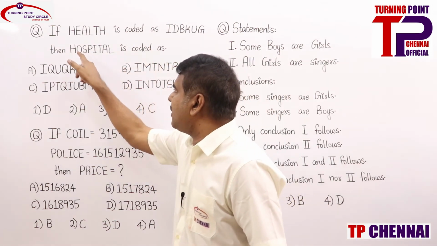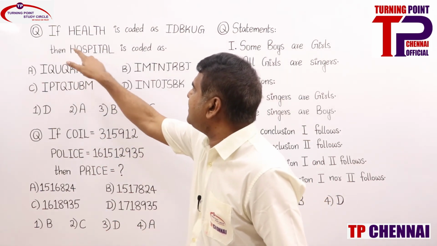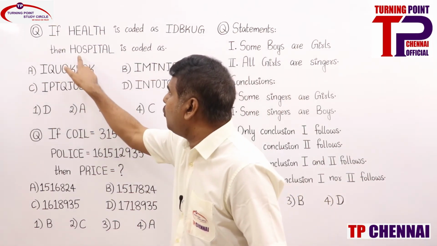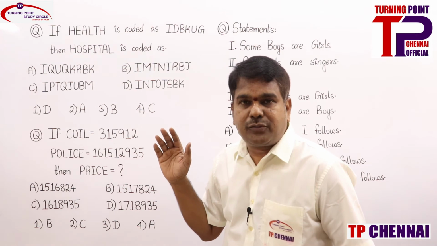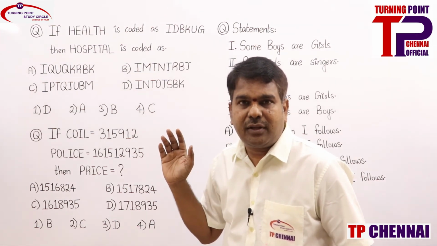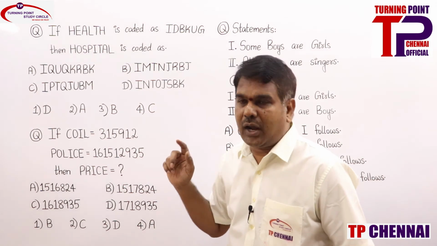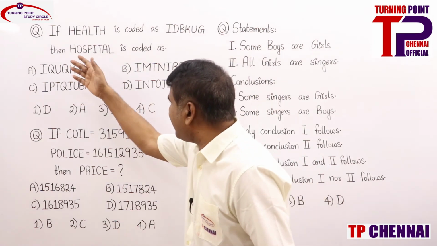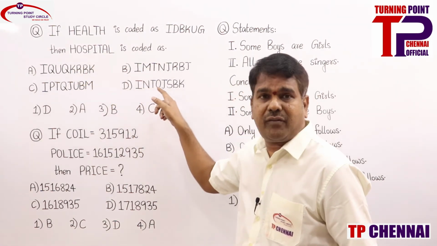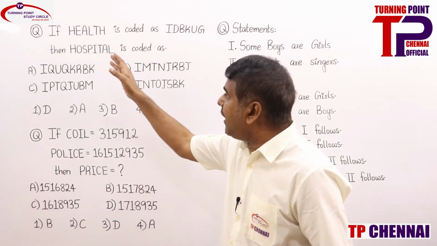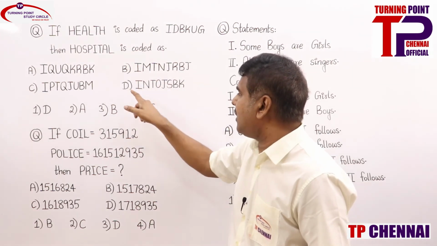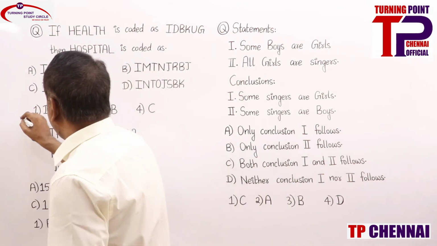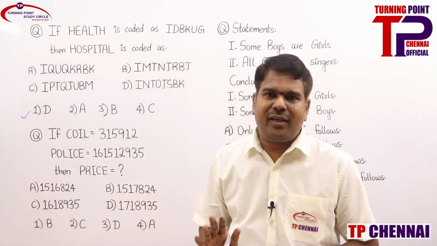Same like that, we need to take coding for hospital. So H means I. I is there in all the 4 options. What is the next one? O. So O before which letter comes alphabetically? N, O, right? N should come. Where is N here? Only in option D. You can directly eliminate all other 3 options. We don't need to even check the other letters. So go ahead with option D, the first option. Clear? Very easy one.